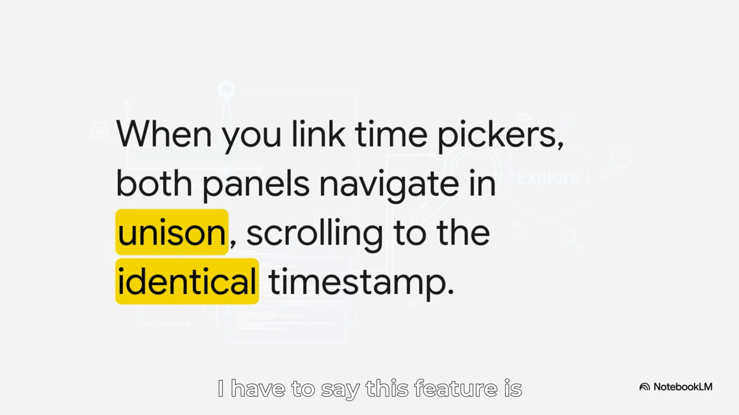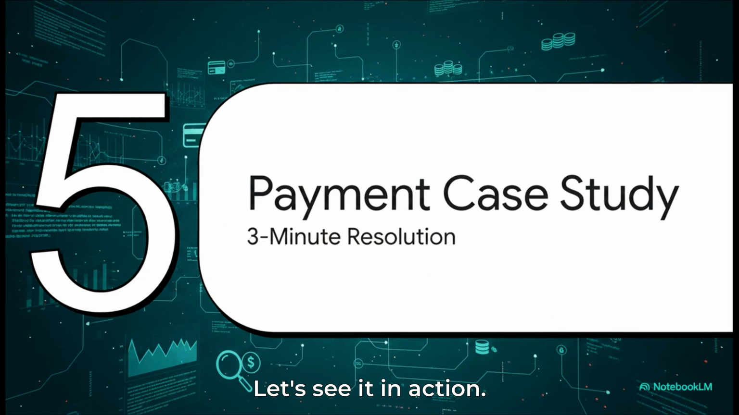I have to say, this feature is absolutely brilliant. When you link those time pickers, both panels navigate the timeline in perfect unison. If you click on a specific sub-second interval in your Prometheus graph on the left, your Loki log panel on the right automatically scrolls to the identical timestamp. It literally acts as your automated detective assistant, making sure you're always looking at the exact right clues at the exact right time. Let's see it in action.